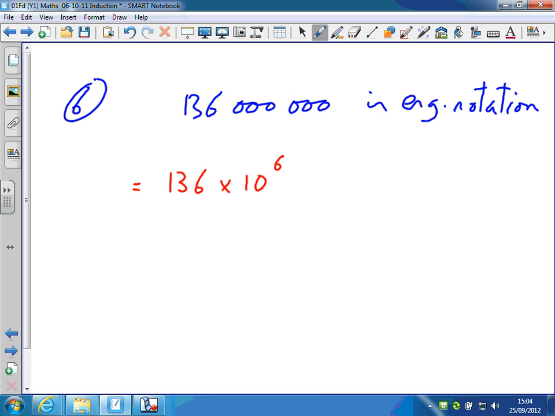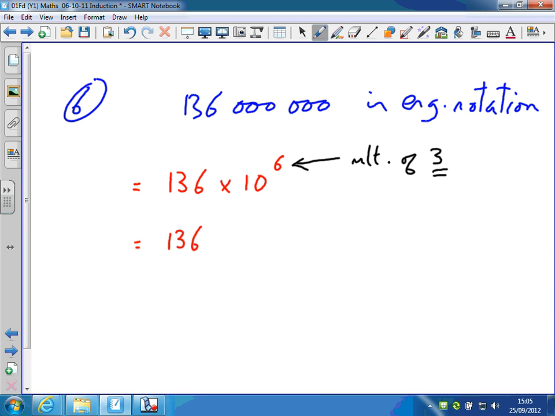We say that's in engineering notation. What makes it engineering notation is this number. This must be a multiple of 3 for it to be an engineering notation. So I could have shifted the decimal point somewhere else and it would still have been an engineering notation. Give me another option. Somebody else apart from Tommy who did the first one. So what would I write down? 136 times 3. No.